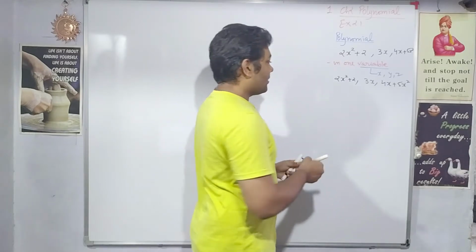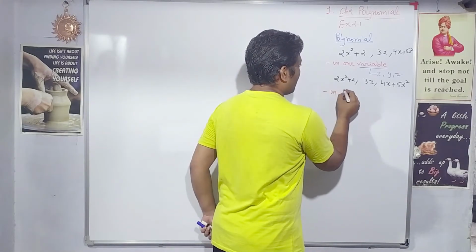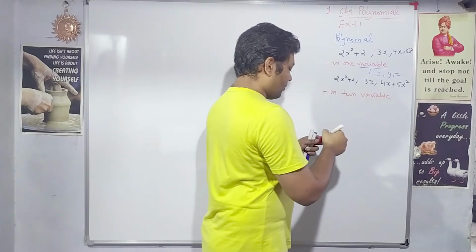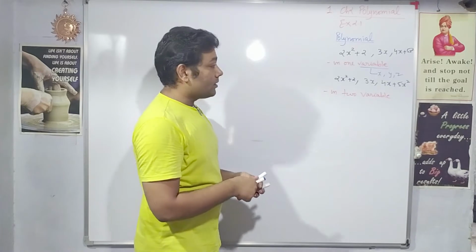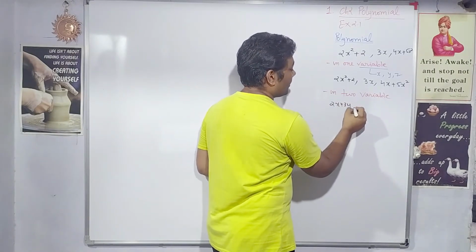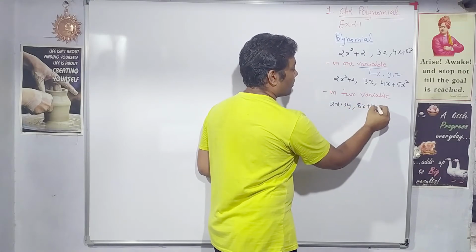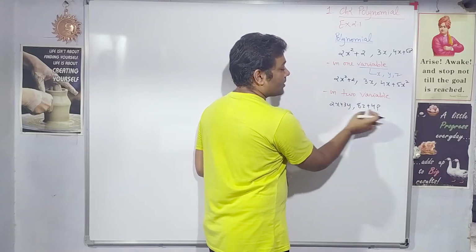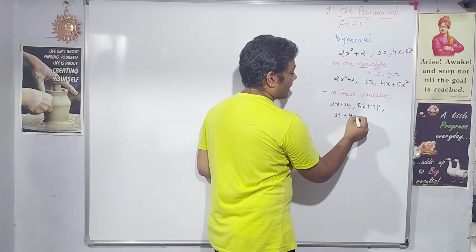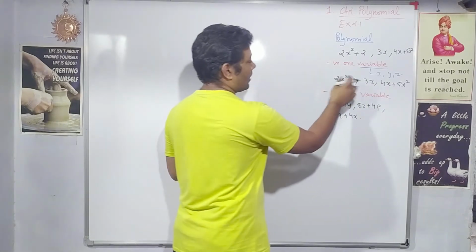For your knowledge, I'll also tell you what do we mean by polynomials in two variables. So when we say two variables, that means there are two variables involved. Two letters involved. Let us say 2x plus 3y. 8z plus 4p. See, everywhere two variables. Here also we have two variables. 3q plus 4x, two variables. Here we have only one variable.